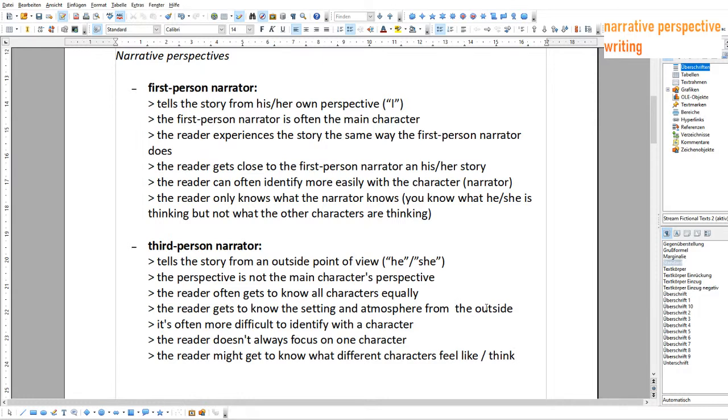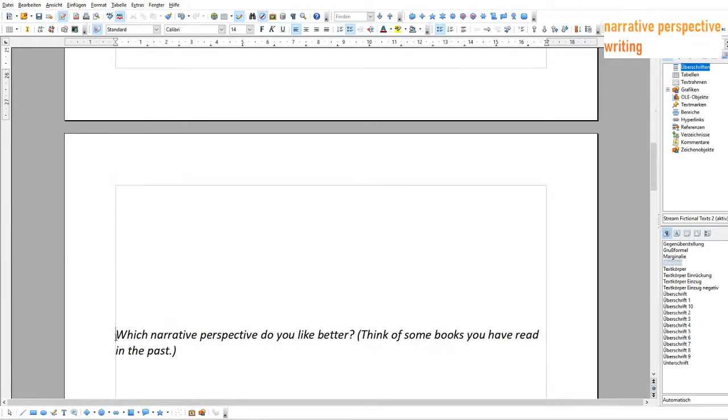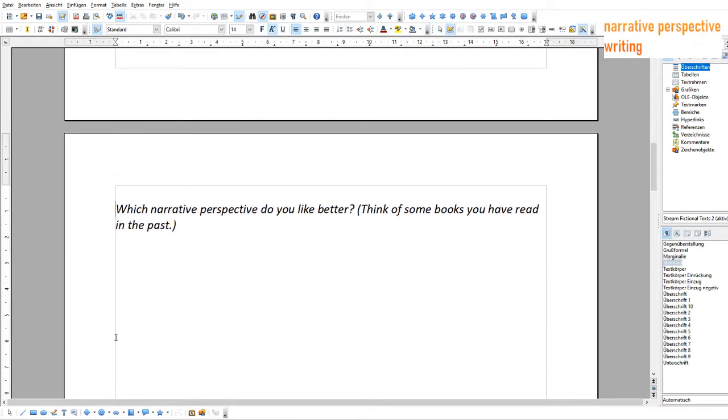Okay, and with that in mind, with all of the things that we said now, and maybe the books that you have read lately, which narrative perspective do you like better? Do you like it when it's in the first person narrator, or do you like it when it is a third person narrator? You can think of some books you have read in the past. You can also think of the two beginnings of novels that you read in your book, and write down, maybe in 3 minutes, which narrative perspective do you like better, and write down why you like it better. Let's start.